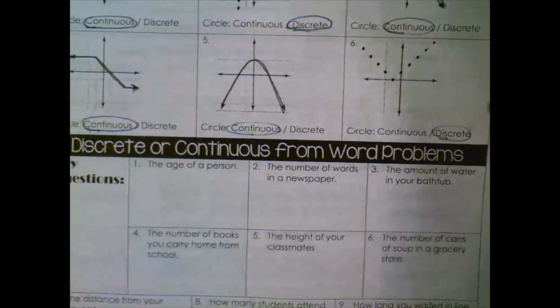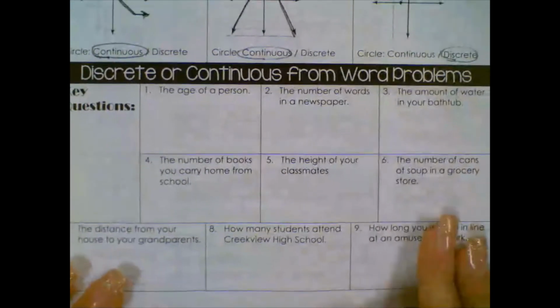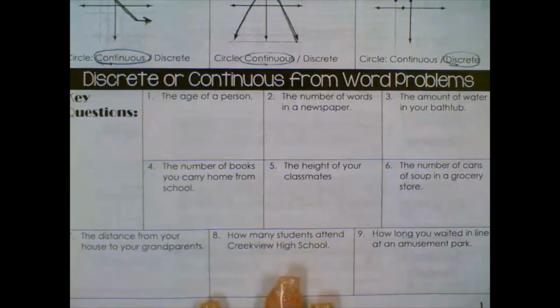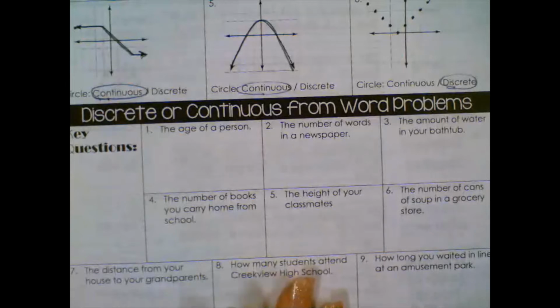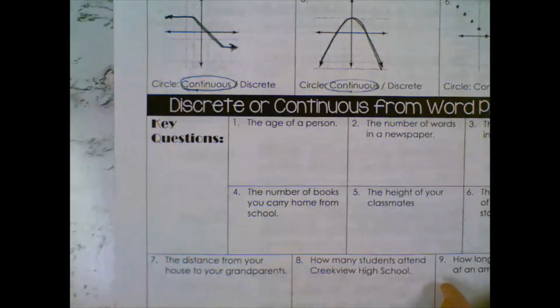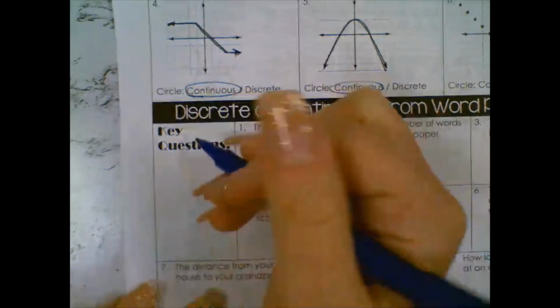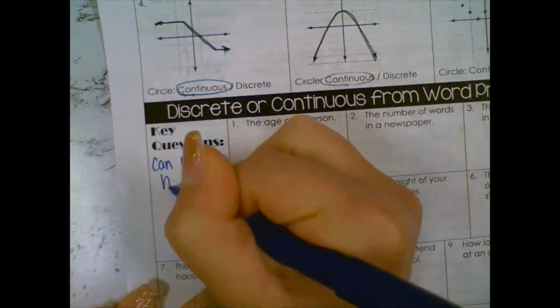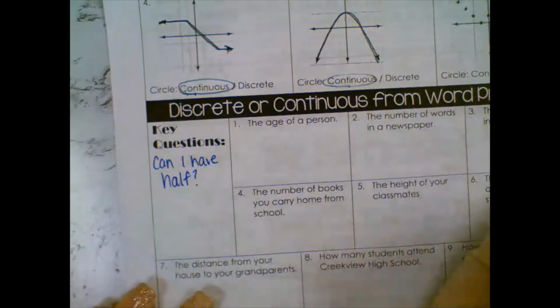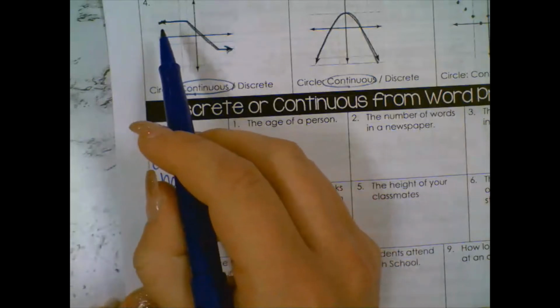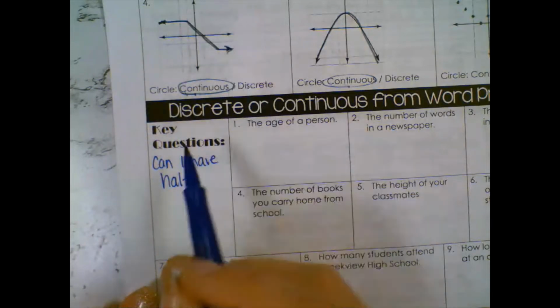Okay, so pretty simple to tell discrete and continuous from a graph, and that's easy because it is a visual example. But now we have to figure out from problems whether it is discrete or continuous, so from words. Now, in order to help us with this concept, there are some key questions that we'll ask of the problem. The key question is, can I have half? So we're going to ask ourselves, can I connect these concepts all the way through, or are there going to be gaps throughout, like a graph?